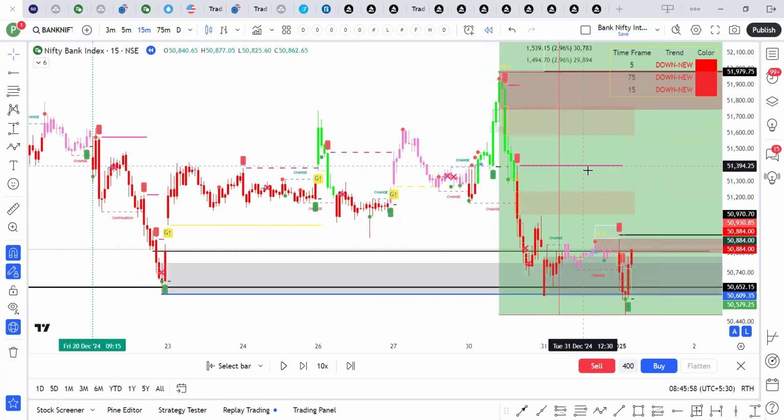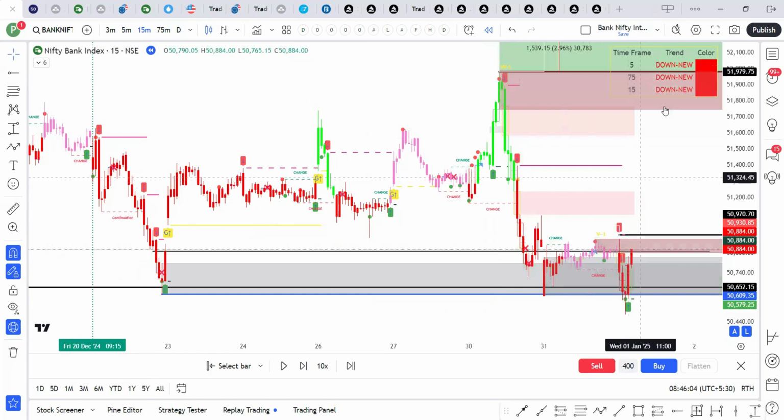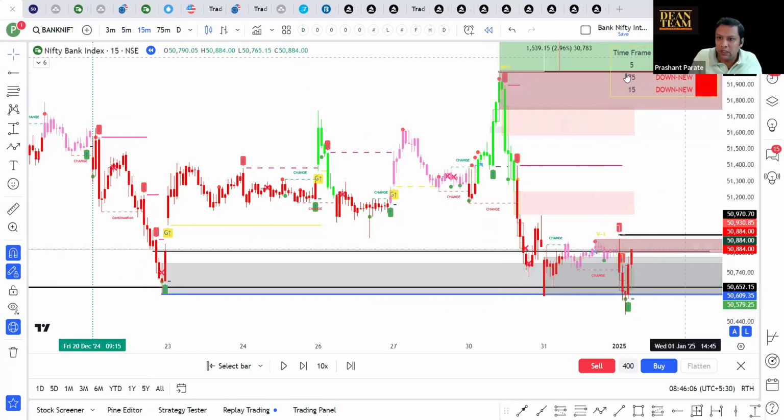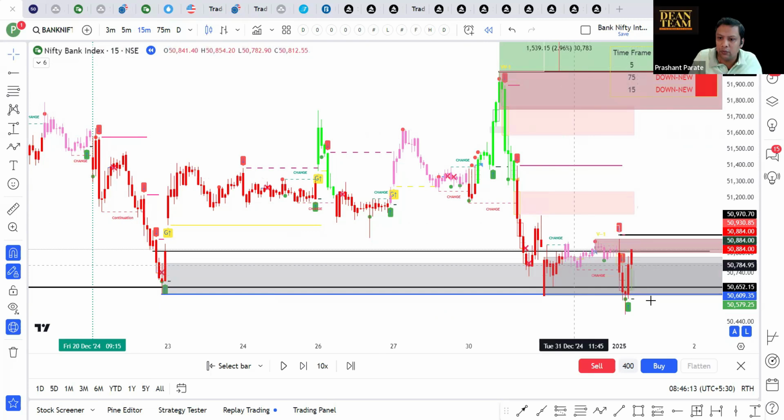My point was, I understood this, but right now all the three time frames, 75 minutes, 15 minutes, and 5 minutes, are bearish. Yes, sir. And this is the Wyckoff schematic. The Wyckoff schematic can give you entry when everything is bearish.